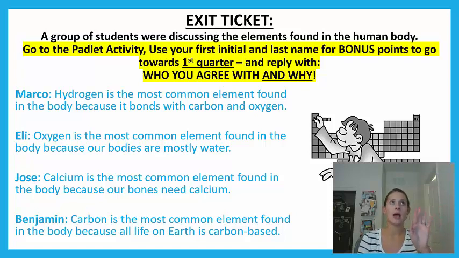Just pick one. I want you to use your first initial and your last name, and I will give you bonus points towards your first quarter grade if you correctly answer me by telling me who you agree with and why. Please do not say, I agree with Eli because oxygen is the most common element. That's what he said. Tell me what you think. Tell me what helped you get there, okay? And then I will, again, give you bonus points for that. I've put all of these prompts on the Padlet so you don't have to come back to the video to see who said what. All of these explanations are already on the Padlet for you.